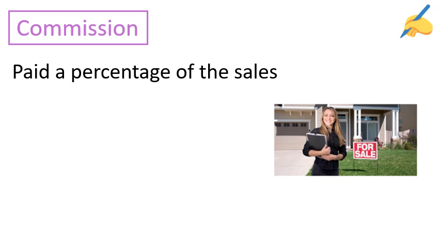The next type of income is commission. So commission is where you're paid a percentage of the sales that you make. So like the more sales you make, the more you get paid. So this is things like real estate agents, car salesmen. So that's why these people might be really pushy. They want you to buy things because if you buy things, they then get paid more.